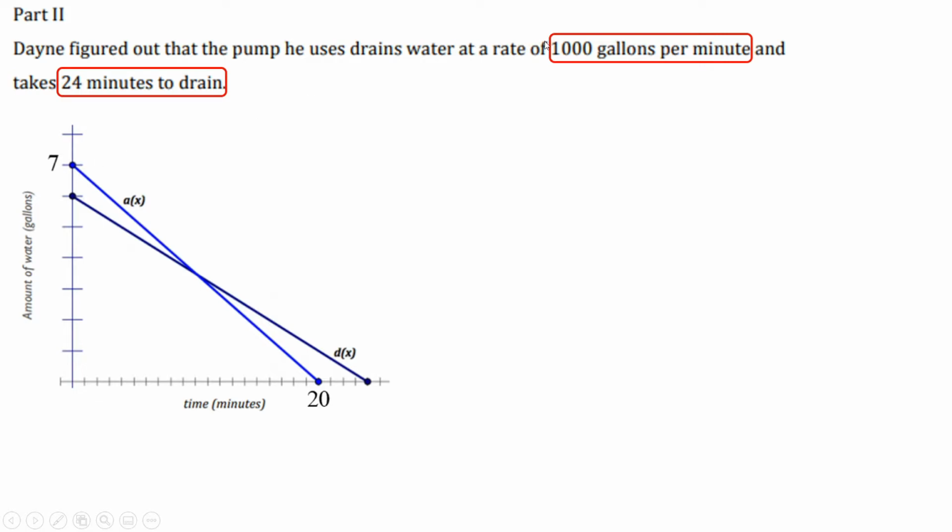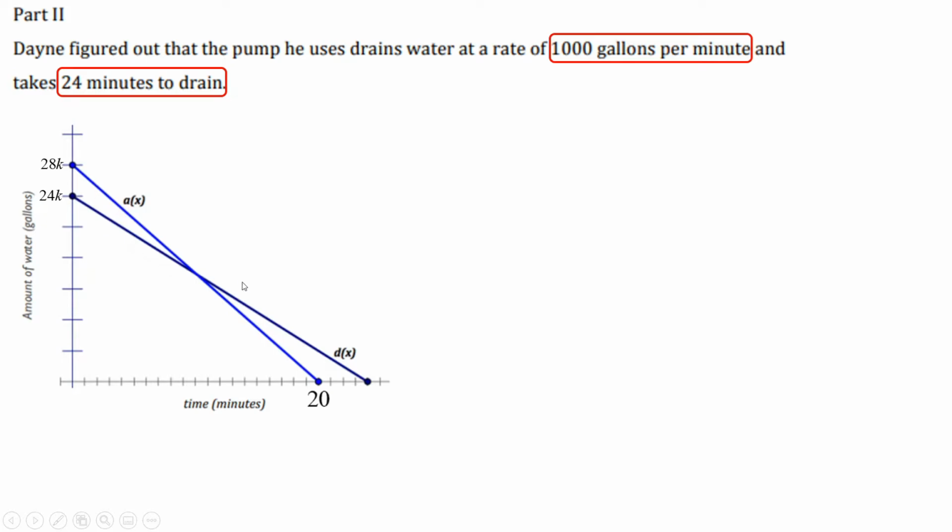So with Dane's information, we can get a more accurate graph. We'd better get rid of that 7 and think about this. Now, let's say Dane's pool is draining at 1,000 gallons per minute, and it takes 24 minutes to drain. Wouldn't it make this y value right here 24,000? All right. Very cool.